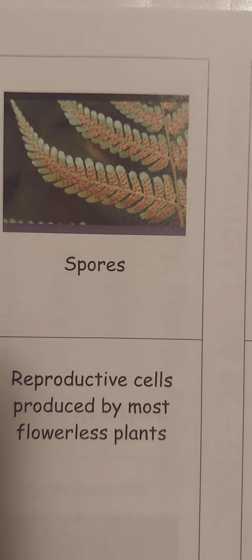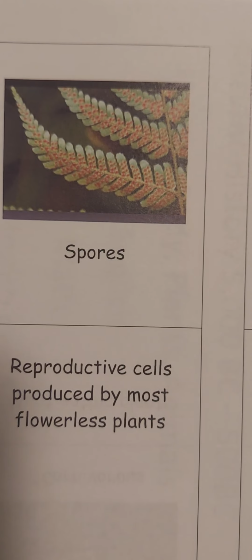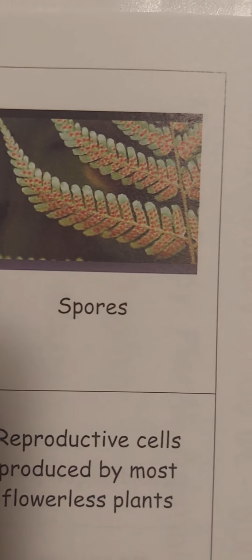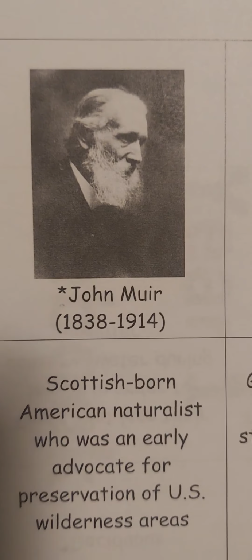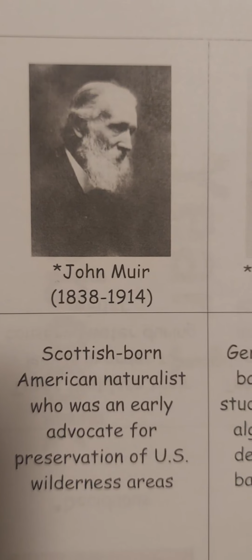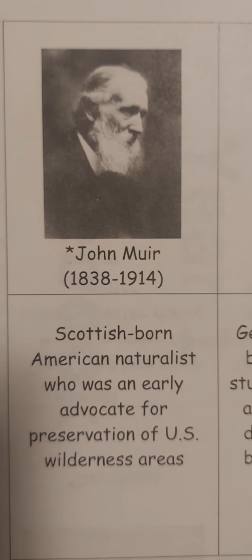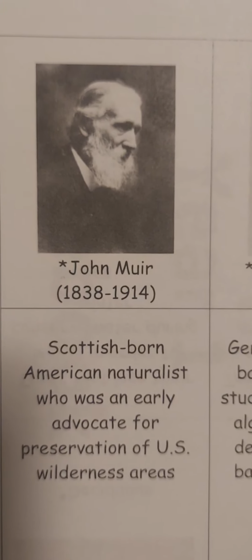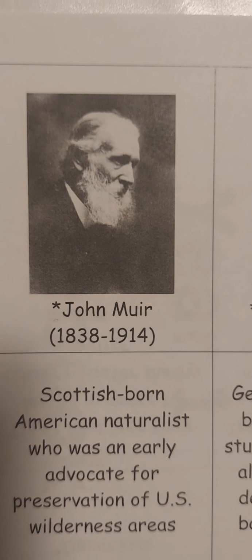Spores, reproductive cells produced by flowerless plants. Spores, you can see them on the back of a fern leaf. John Muir, Scottish-born American naturalist who was an early advocate for preservation of U.S. wilderness areas.